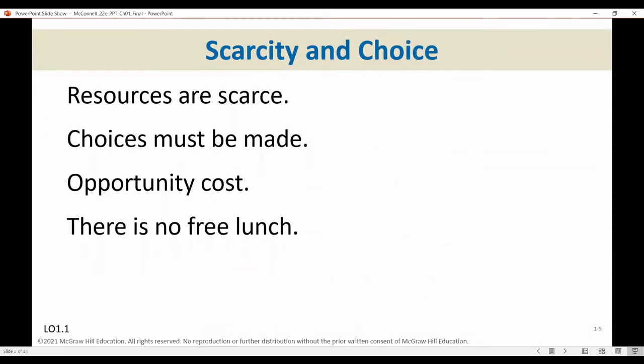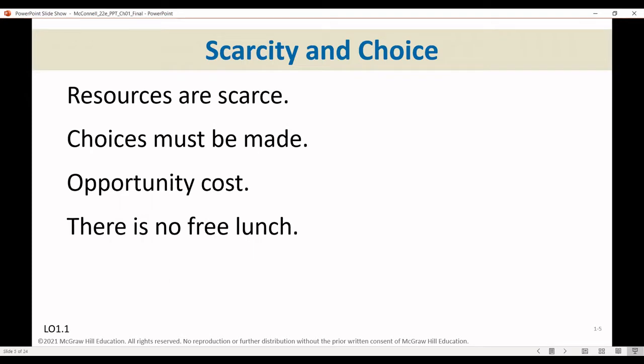On scarcity and choice, we already pointed out that the resources we have available are scarce. That means that we have to make a choice. And anytime we choose something, it means that we have to forgo something because we cannot get it all. That's what economics refers to as there's no such thing as a free lunch, right?